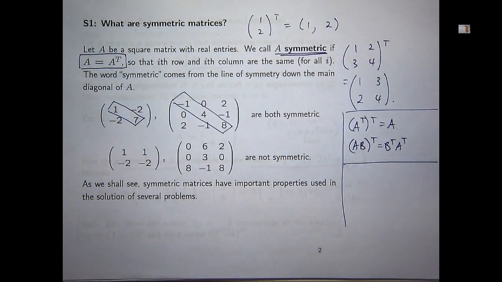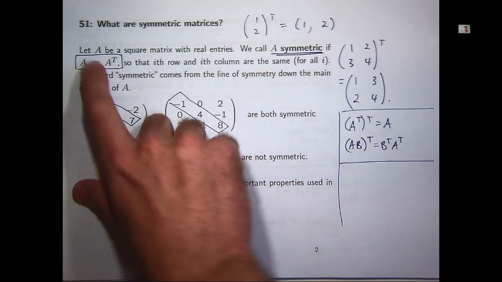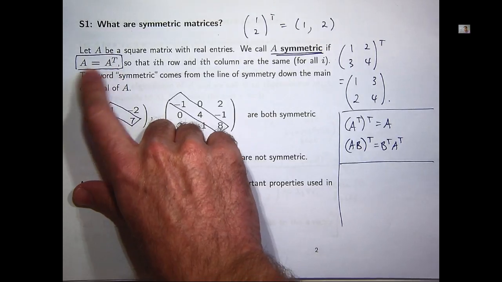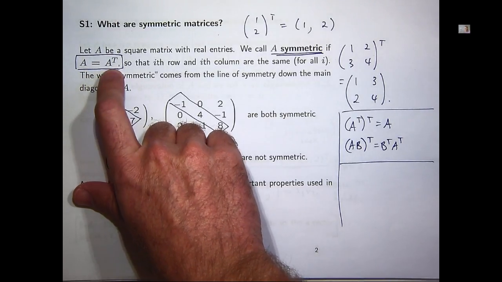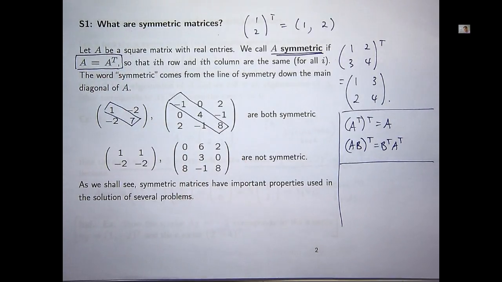Symmetric matrices are square matrices. We're going to look at some particular matrices with only real entries. A symmetric matrix satisfies this identity: if you take the transpose of the matrix, then you don't change the matrix at all. The transpose is just the original matrix.